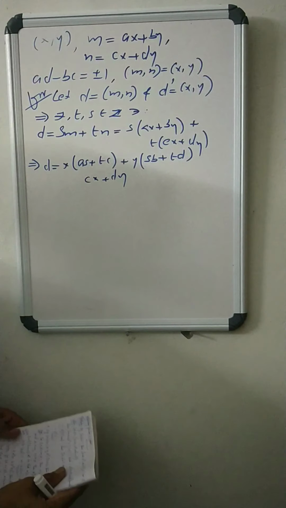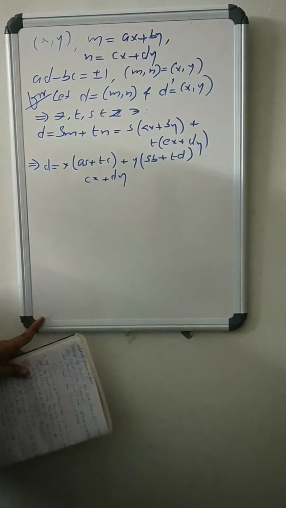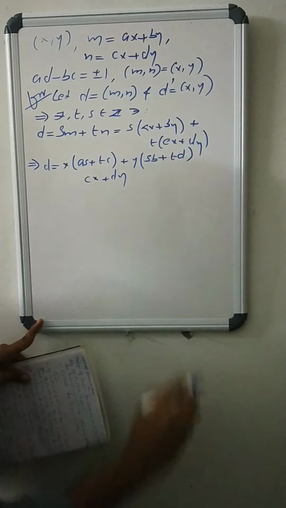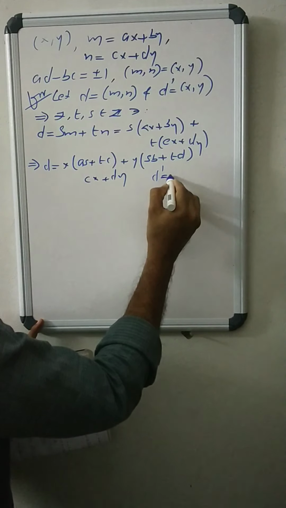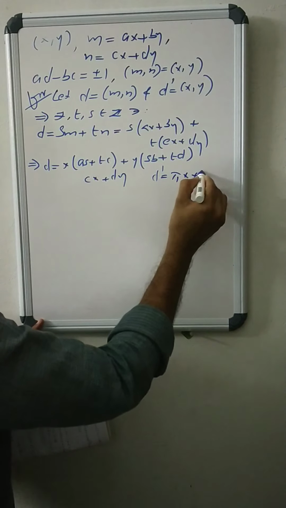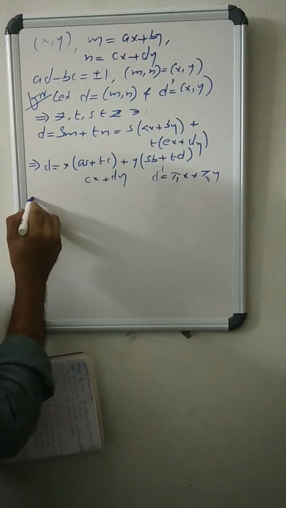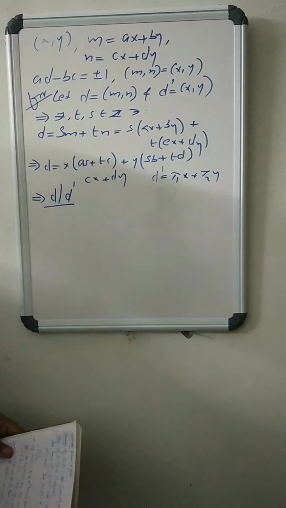So it is of the form some cx plus dy, which means it's a linear combination of x and y. Since d dash is the GCD of x and y, d dash can be written as some lambda 1 x plus lambda 2 y, a linear combination of x and y. So from here you can immediately conclude that d divides d dash.